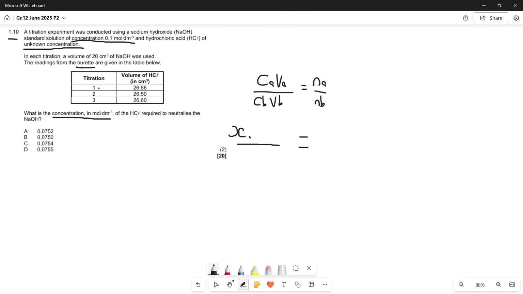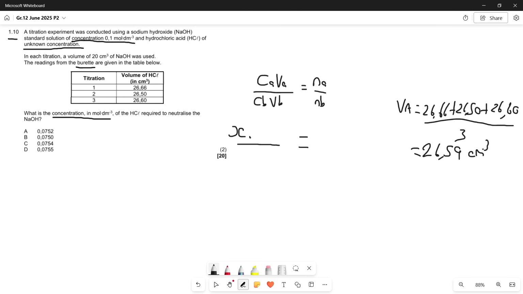If ever we're given more than one titration, we have to add them all up and then divide them. So that means our volume of our acid is 26,66 plus 26,50 plus 26,60. Okay, divide that by 3, and in our calculator we can just plug that in, and our final answer is 26,59, and this is in centimeters cubed, and we can always convert this to decimeters cubed because they want it in mol.dm to the -3.